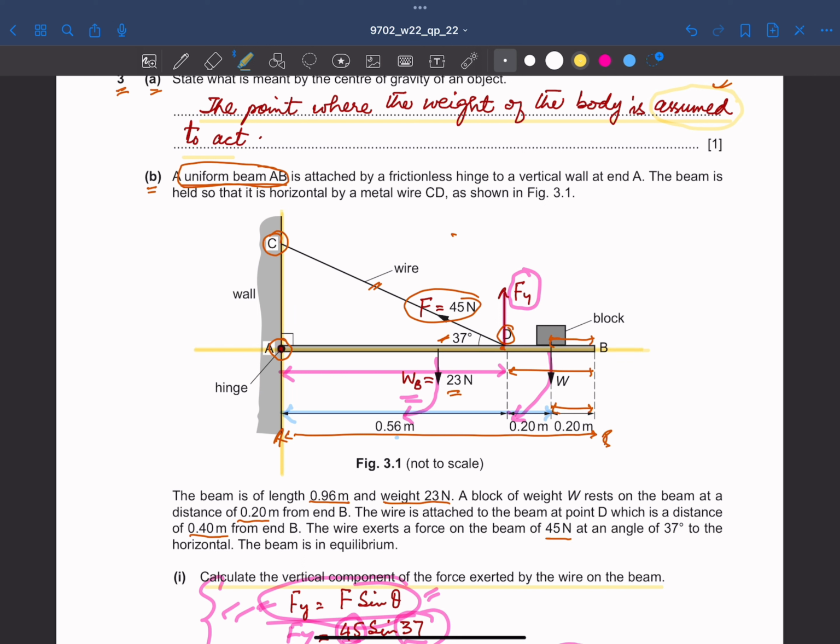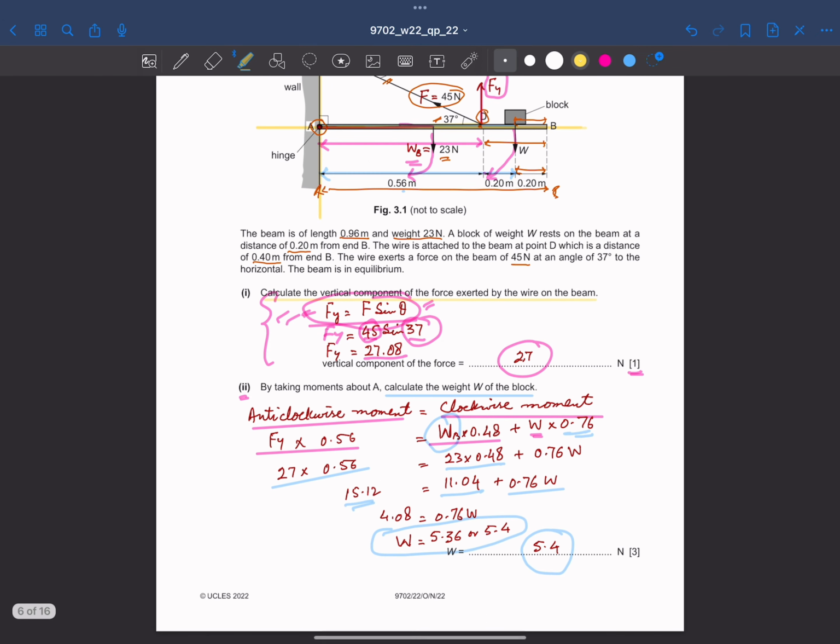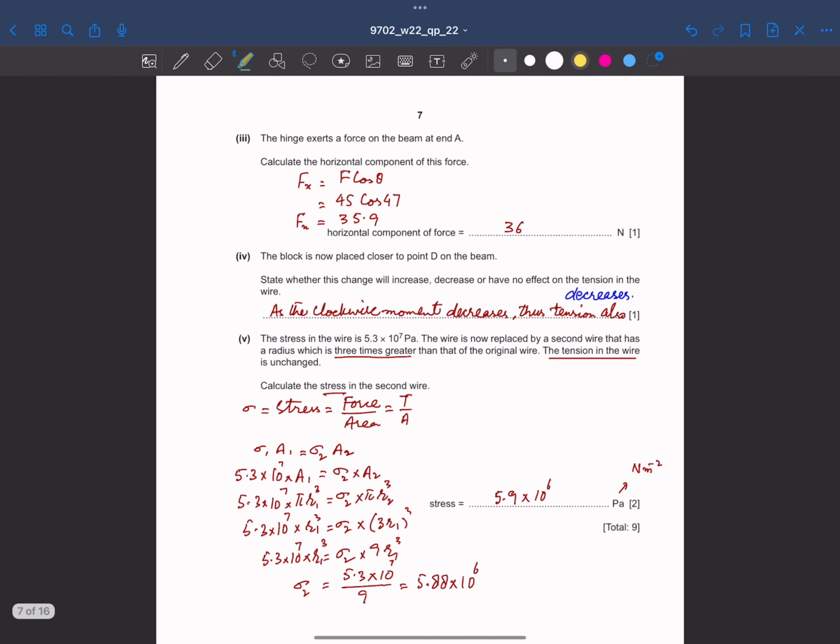Like here you have one distance, which is the distance between the pivot and the weight, and here you have another distance, which is between B and the weight, and then you have another distance which is between A and the pivot. So all these things are very important. So be careful of perpendicular distance or distances.